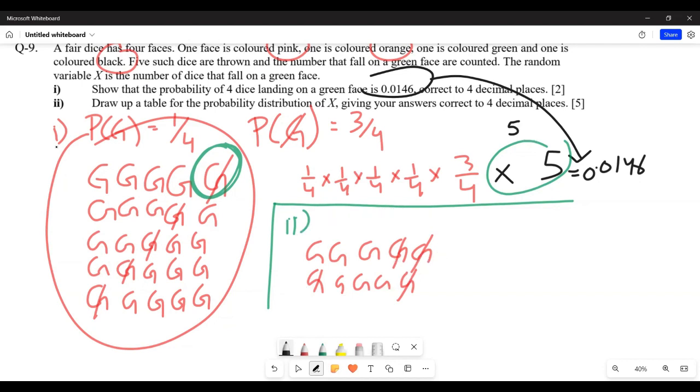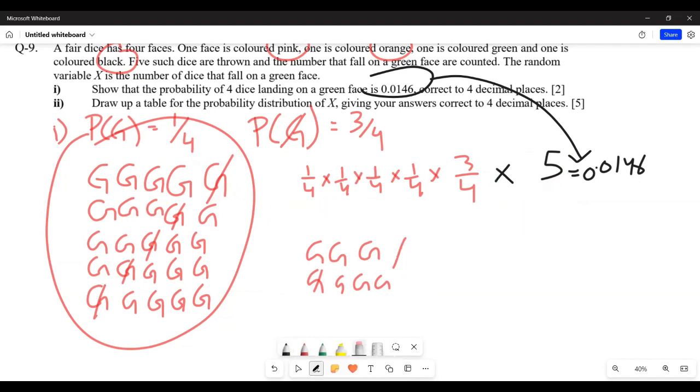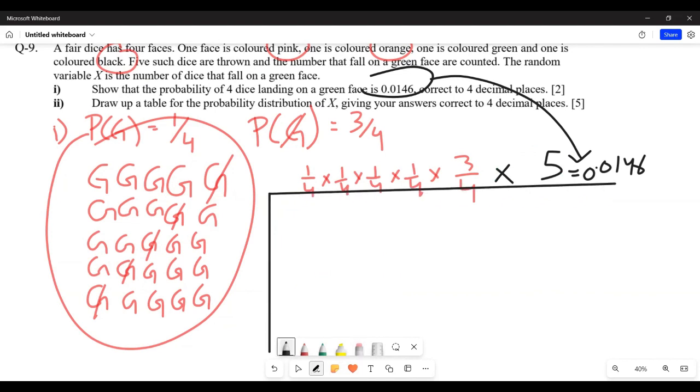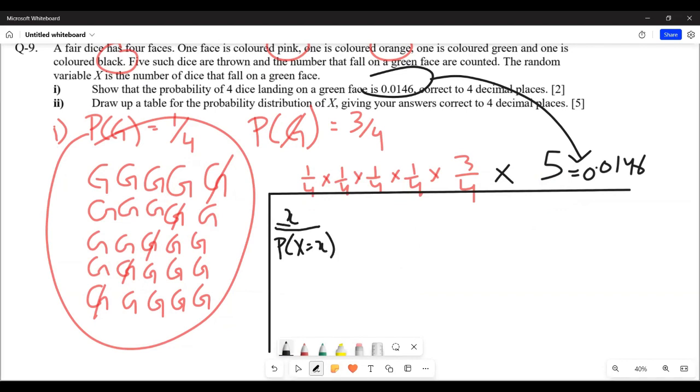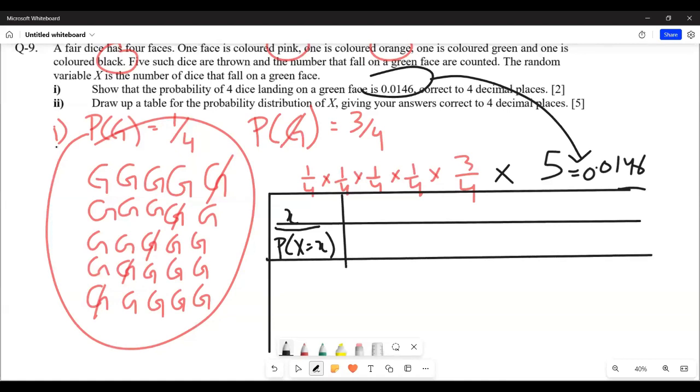Now let's take a look at question 2, part 2. We will have to use this logic there. So what is part 2? Draw up a table for the probability distribution of x, giving your answer correct to 4 decimal places. So x, probability x equals x. And what is x? The random variable x is the number of dice that fall on the green face.